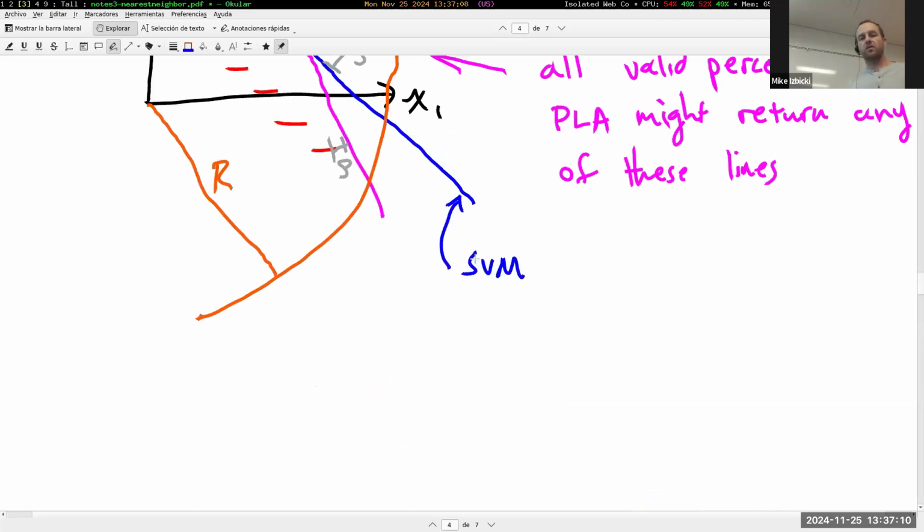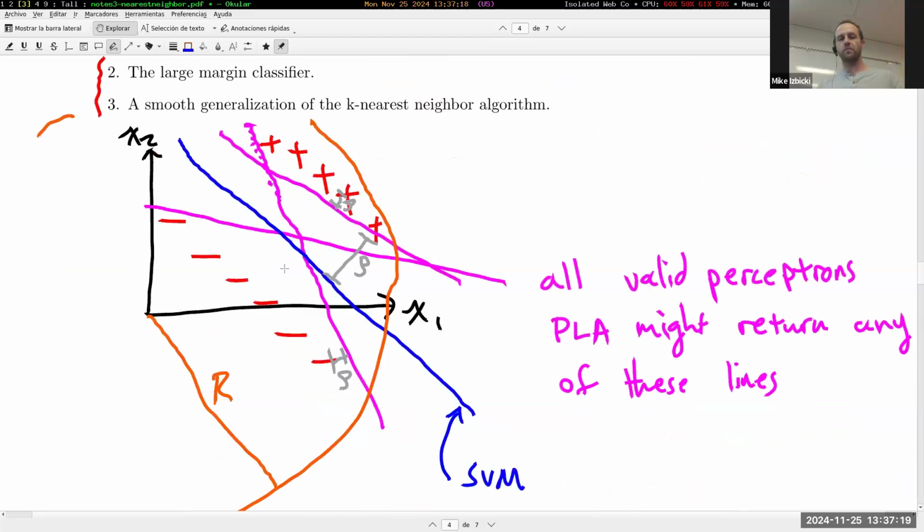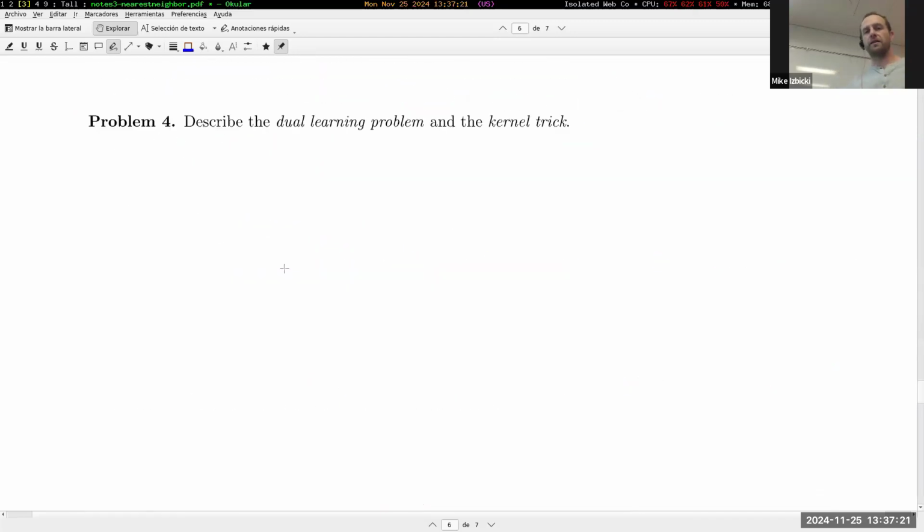The next thing that connects these 2 models is part 3, and how support vector machines are a smooth generalization of the K nearest neighbor algorithm. We will talk about that at a very high level in problem 4 right here about the dual learning problem and the kernel trick. So first, we're going to talk about this dual learning problem. What does this mean? Let's remind ourselves about our hypothesis class of half planes. Our linear hypothesis class, or our perceptron hypothesis class, has a lot of different names.